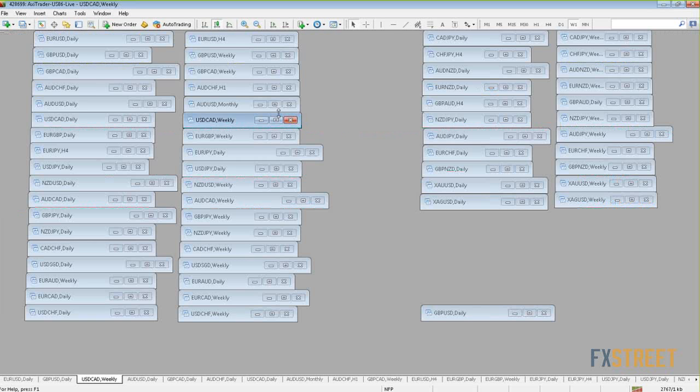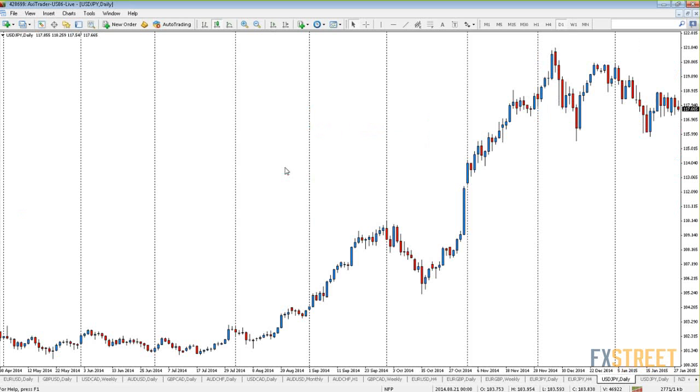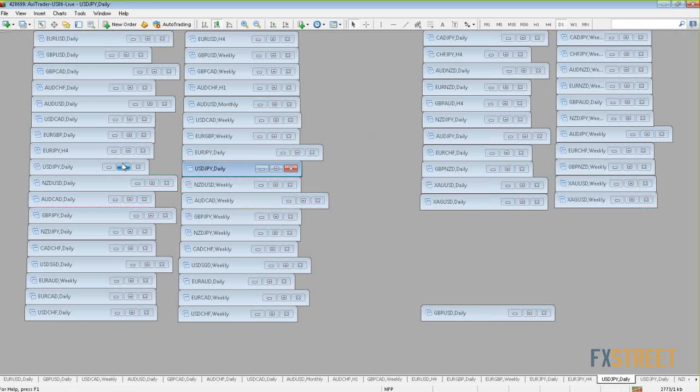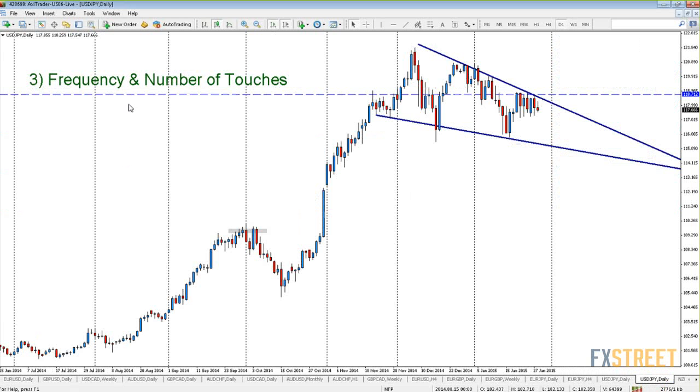And then finally, the third thing that we were talking about here is the number of touches, and how frequent are they? Are they happening one after the next after the next? Is it just 2 touches? Is it just 1 touch? Or is it 3, 4, 5, 6 touches? Because when we get several touches in quick succession, one right after the next, that's not always, but often the sign of a breakout.